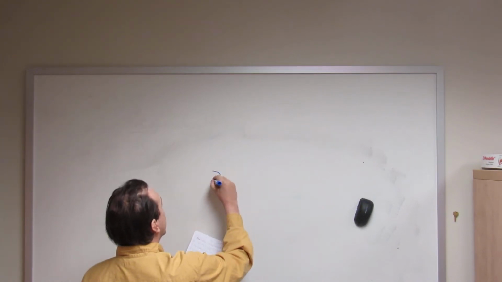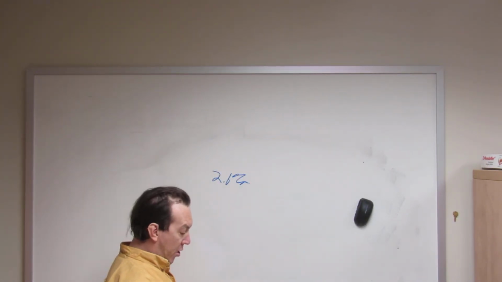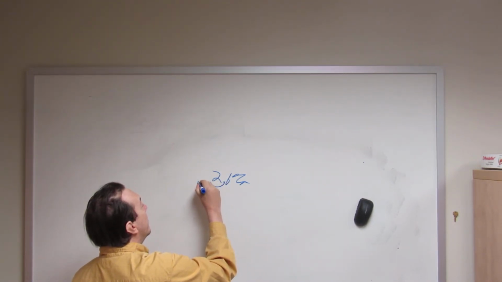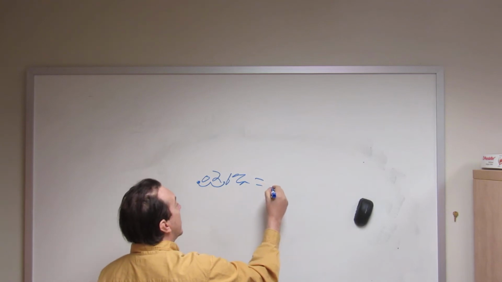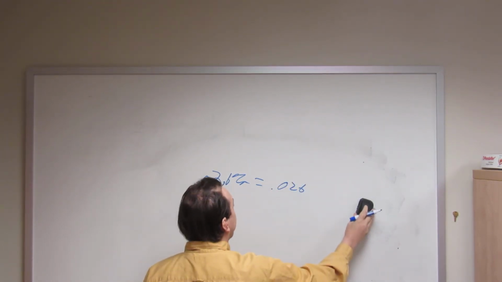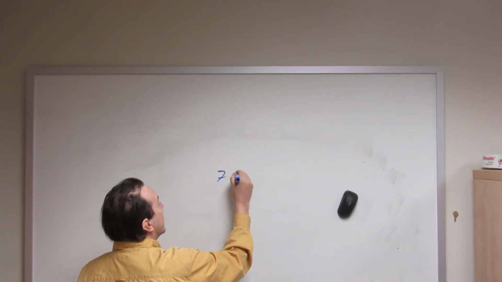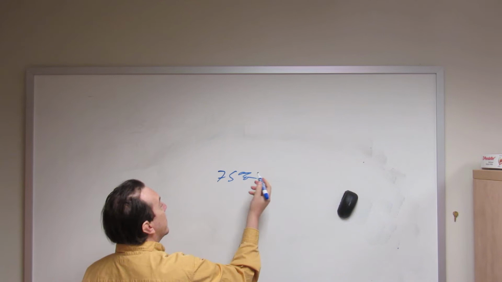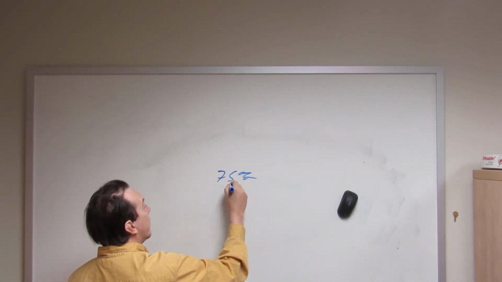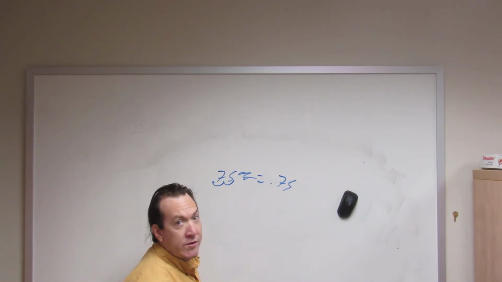If we want 2.6% as a decimal, we're just going to move our decimal spot 1, 2, move it here. That equals 0.026. If we have 75%, again, we're just going to move our decimal 1, 2 spots. That's 0.75.